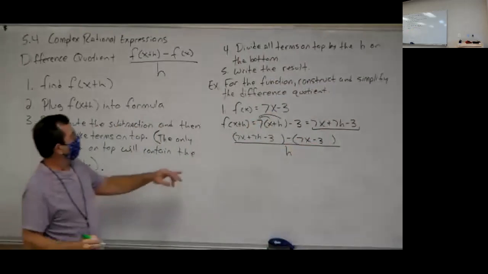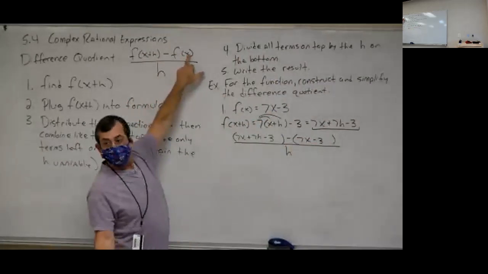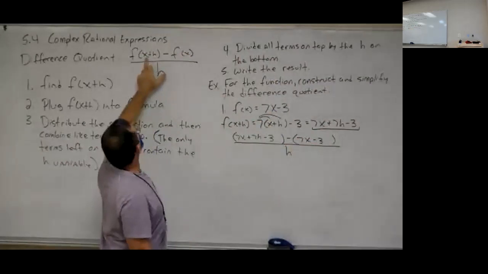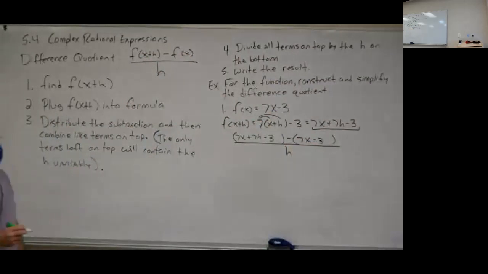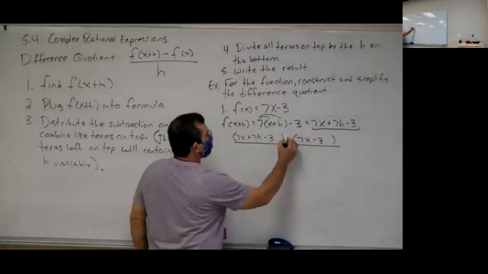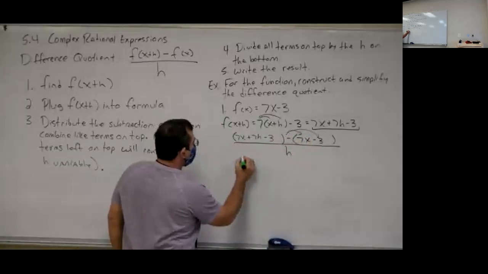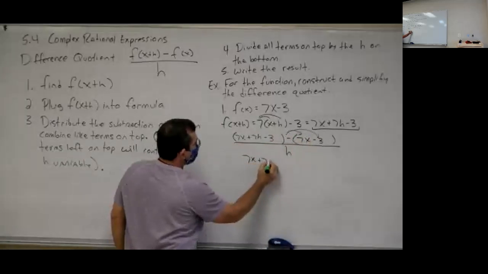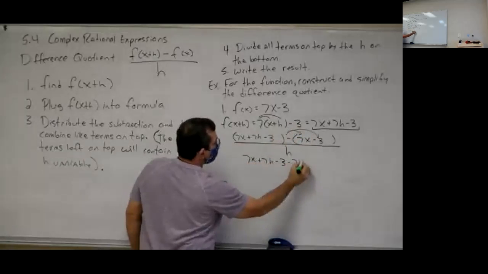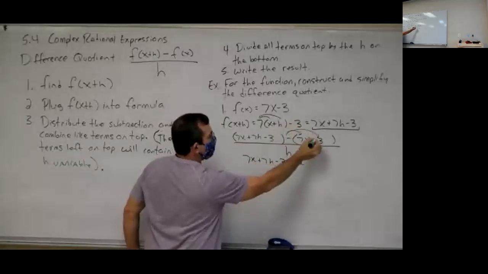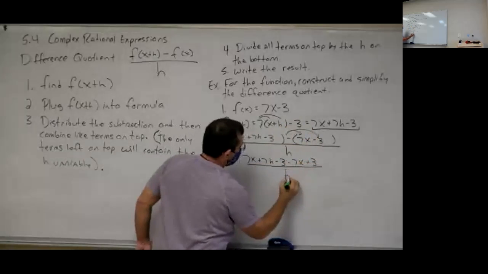Okay, so notice, all I did, I took this formula, they gave me the f of x, so I knew what to put in for it. All I had to do was find the f of x plus h. Now, I'm going to distribute the subtraction so that this line now gives me 7x plus 7h minus 3 minus 7x, and then minus a negative 3 would make that a plus 3, all over h.